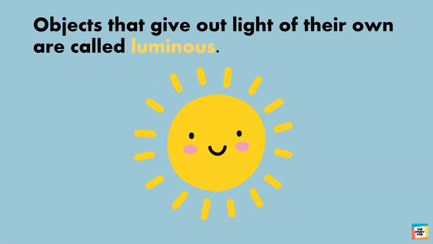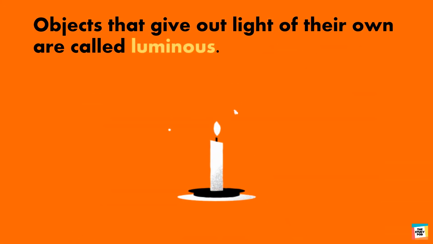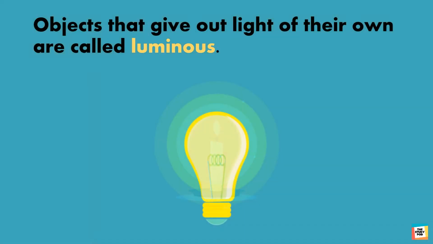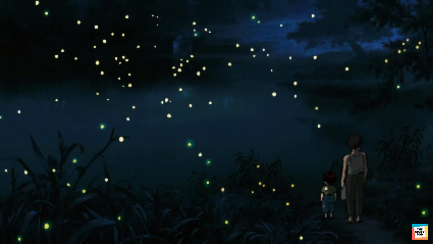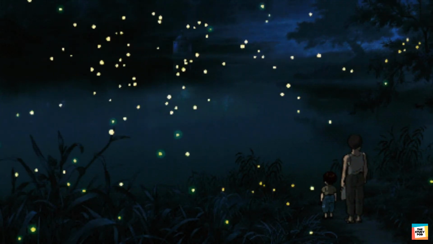Objects that give out light of their own are called luminous. For example, the sun, the hot gases in a flame, and the hot filament of a bulb are some luminous objects around us. Some living things like fireflies, glowworms and some fishes use chemical reactions that make their bodies glow with light. This kind of light is called cold light as it is not emitted at high temperature.